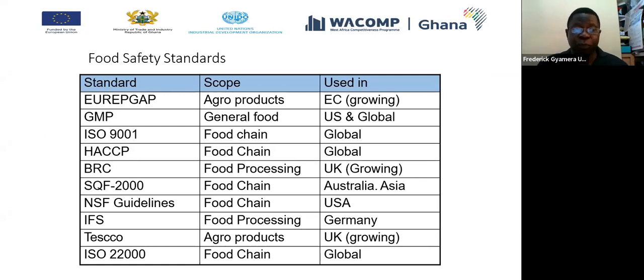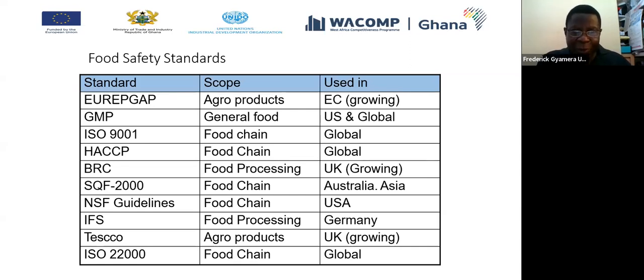The principles are there. I've spoken about BRC, British, and then Safe Quality Foods in Australia and most of the countries in Asia. Then we have those guidelines of food safety within the food chain in the US. And the US also applies the American Codex, Canada Codex, Ireland. Those countries, the food chain standards, very, very stringent.